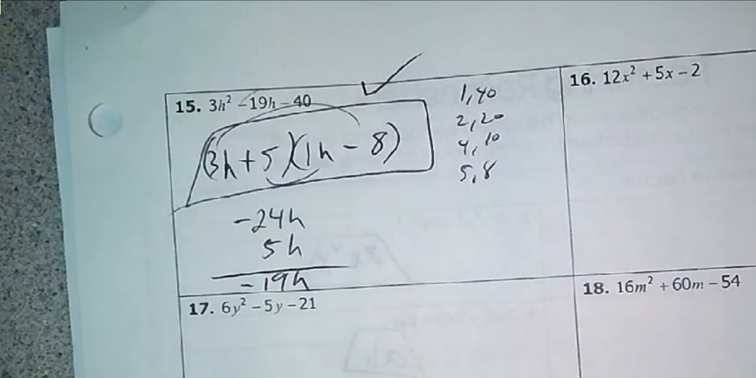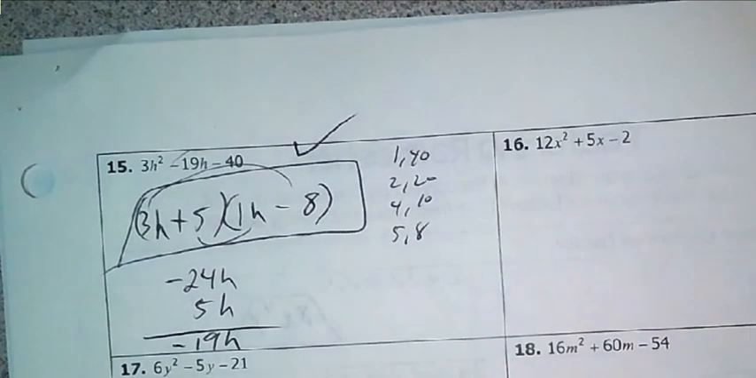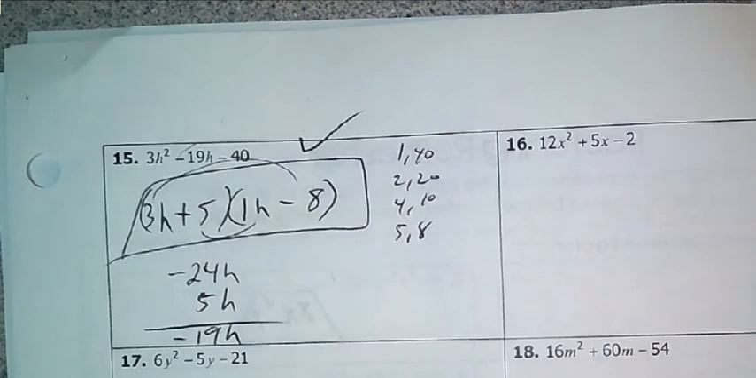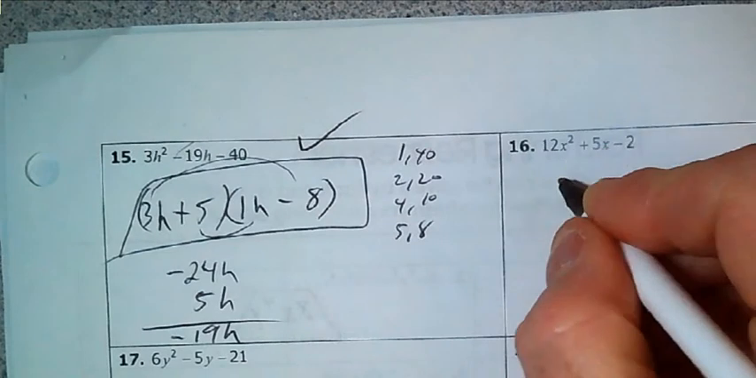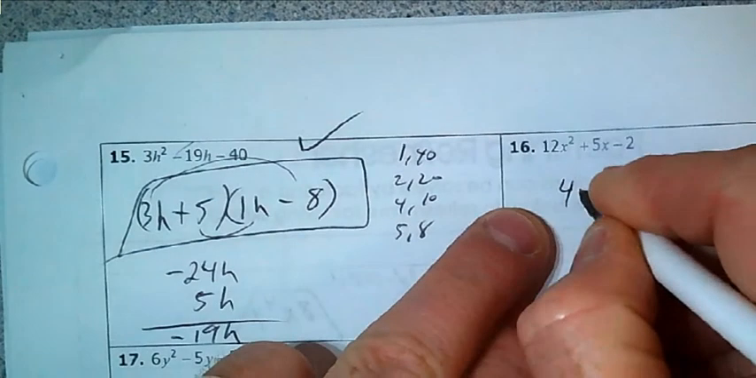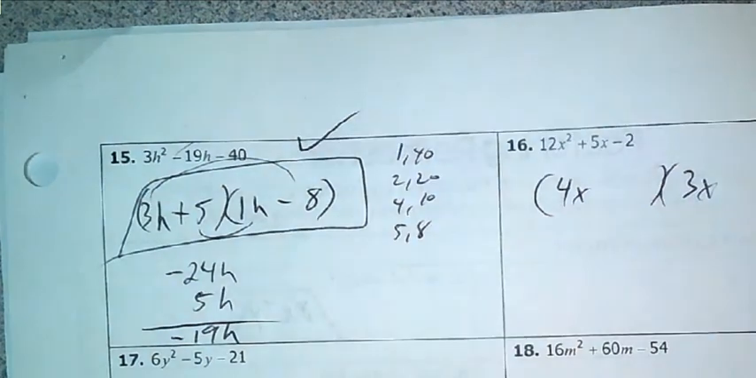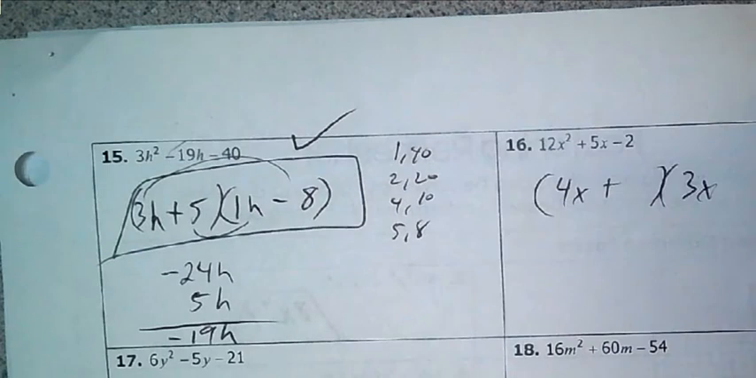Alright, let's do number 16. Now, 16 will have some options for us because 12 has more than 2 factors. It has 4 and 3, 1 and 12, 2 and 6. But, keeping with what we've done before, we're going to choose the factors closest together, which are 4 and 3. So, 4x and 3x. And again, there's no GCF here. The last sign is negative, so we're going to have a positive and a negative.